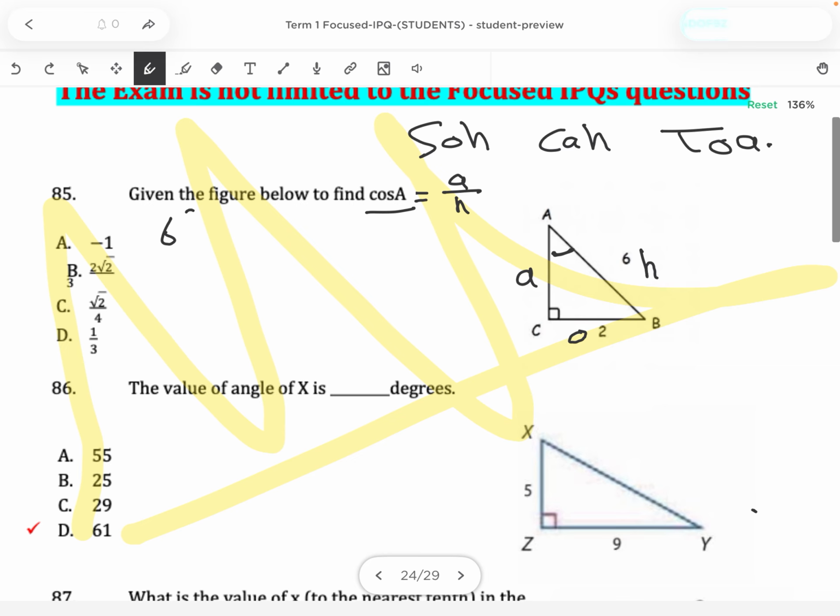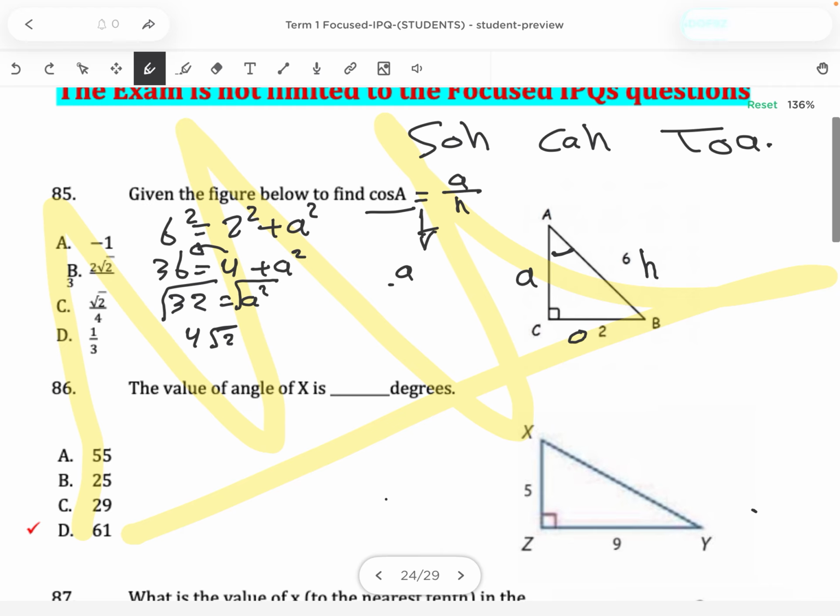So 6 squared equals 2 squared plus A squared. 36 equals 4 plus A squared. We send the 4 to the other side. So 32 equals A squared. We take the square root. It will be 4 radical 2.